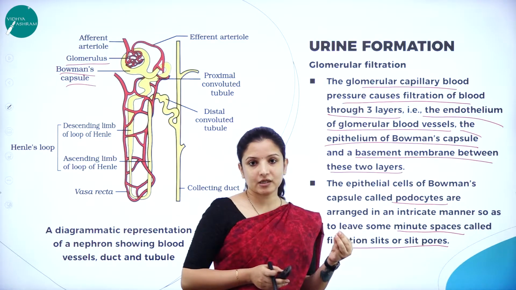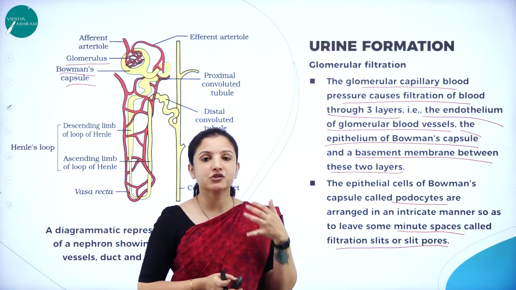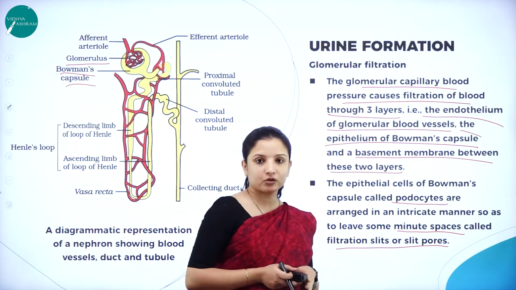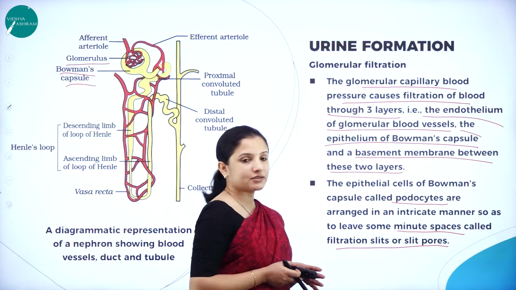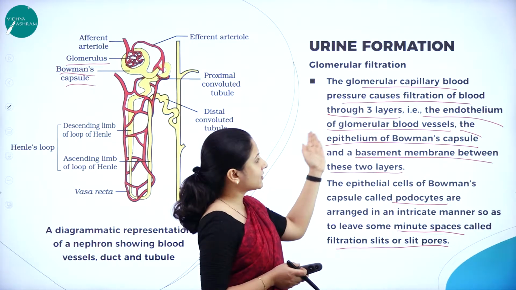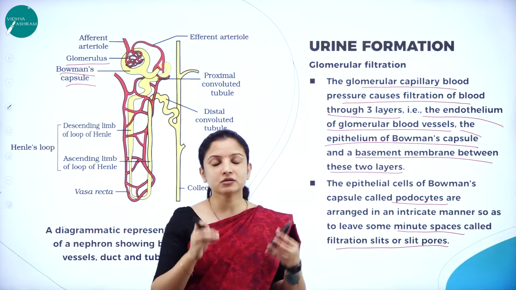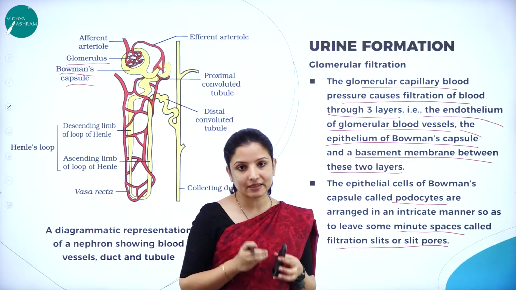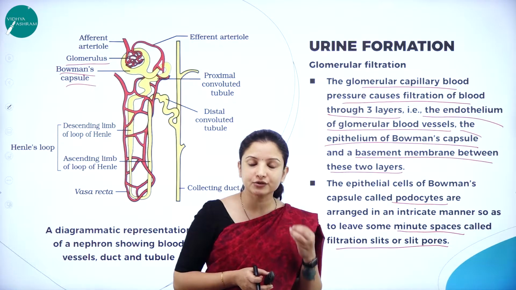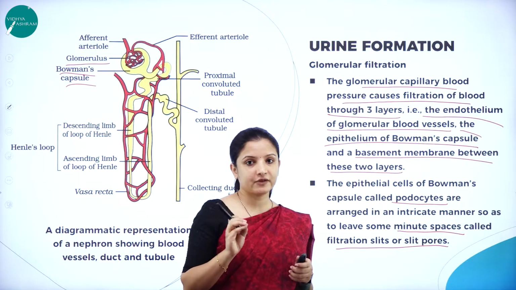So what happens in glomerular filtration? The glomerular capillary blood pressure will increase in the glomerulus, which causes the filtration of the blood through three important layers: the endothelium of the glomerular blood vessel, the epithelium of the Bowman's capsule, and the basement membrane that is present between them. In the epithelial cells of the Bowman's capsule, there are lots of minute pores or spaces called the filtration slits or slit pores, and it is through these that the filtration actually occurs.